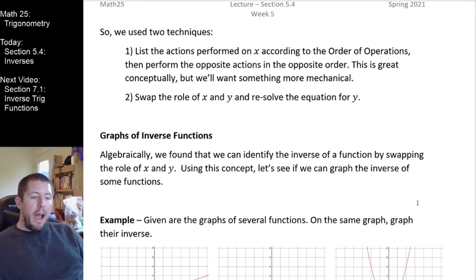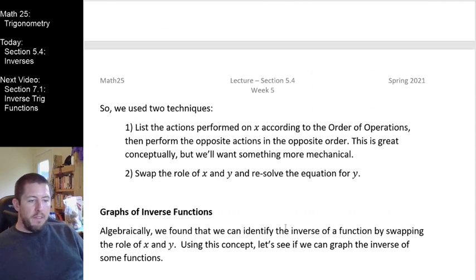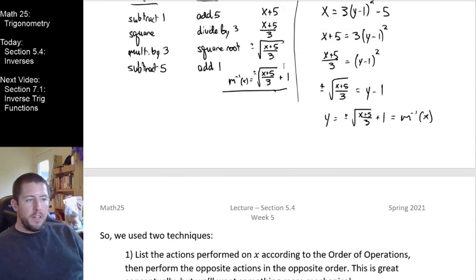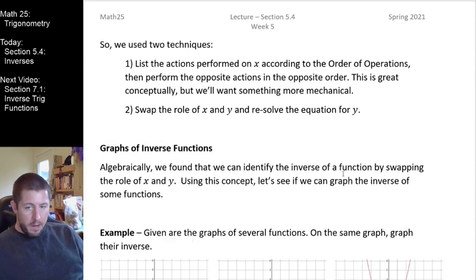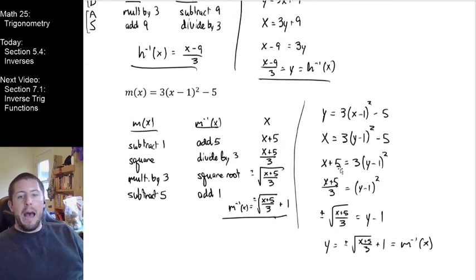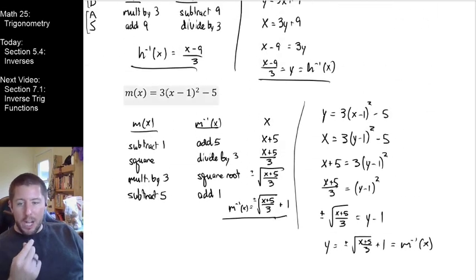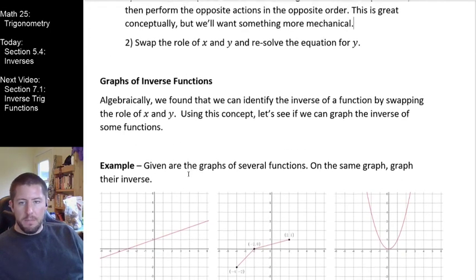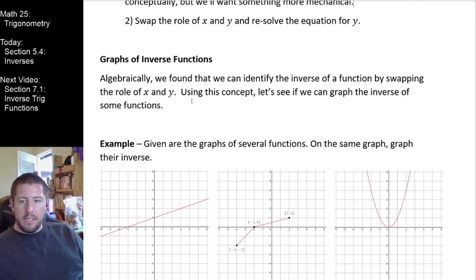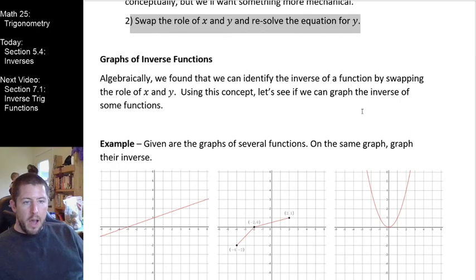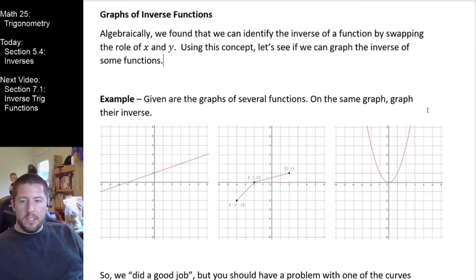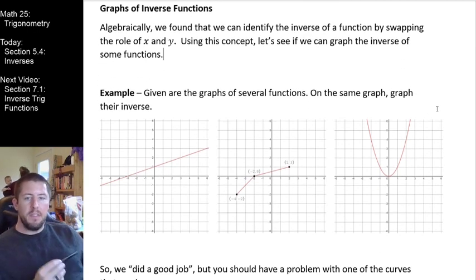So let's look at some graphs of some inverses, and the graphs of the inverses are going to show us this kind of weird thing about the plus or minus that we're seeing over here. So we just found inverses of functions algebraically. Now let's do the same thing graphically. I'm going to give you a graph of a function, and I want to say, can you graph the inverse function? Well, we're just going to follow basically the same set of rules that we identified right here: swap the role of x and y, and go ahead and resolve the equation for y, right? So graphs of these inverse functions. Let's see if we can do that here.